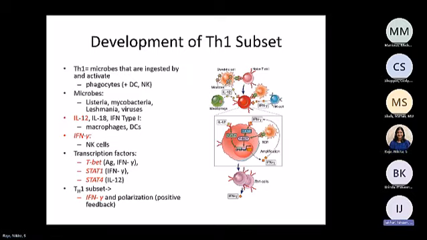Dr. Raje, just to double check, the IL-12, that's coming from the dendritic cells, macrophages, and natural killer cells? Interferon gamma is coming from NK cells. So remember, the cytokines are not just from Th subsets. The ILCs also release some cytokines.